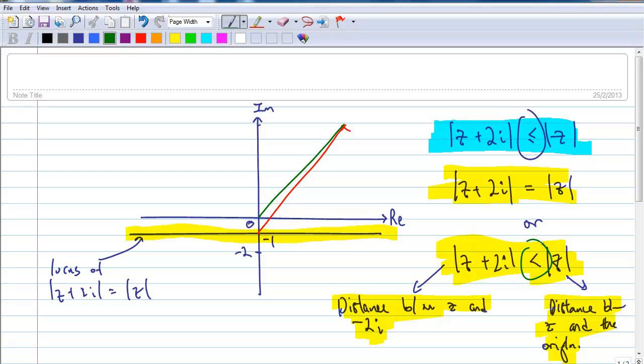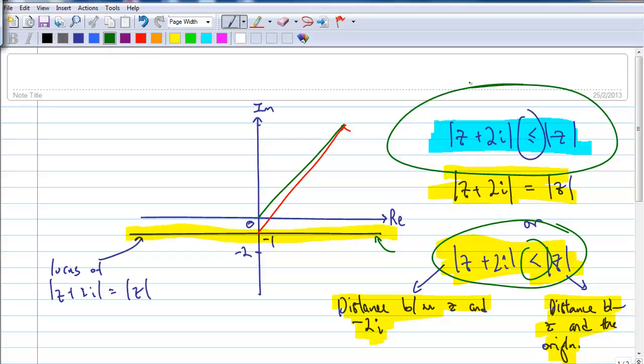So what it means is all points that satisfy this locus must always lie below the line, mod z plus 2i equals to mod z, must always lie below this line. So the locus for this original inequality will be everything on the line and everything below the line. So if I have to shade, the answer will be here. Done.